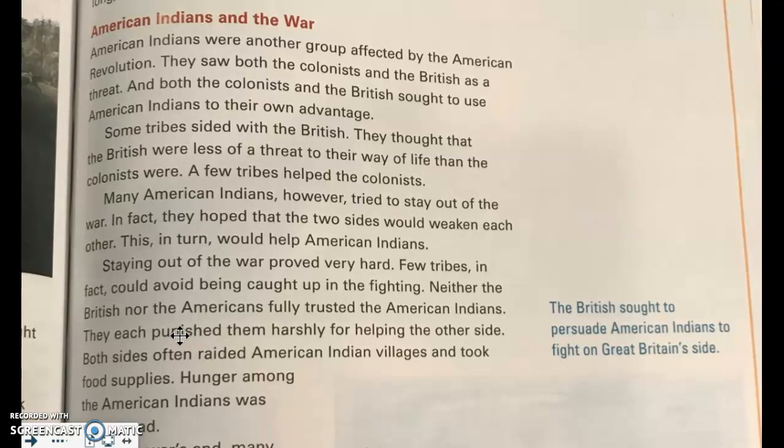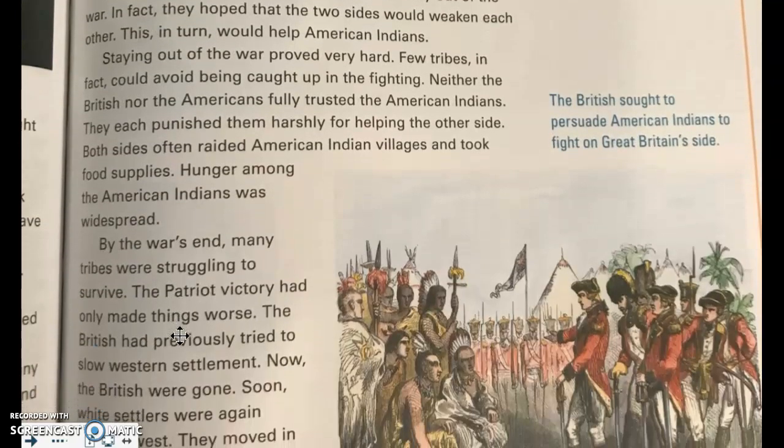Many American Indians, however, tried to stay out of the war. In fact, they hoped that the two sides would weaken each other. This, in turn, would help the American Indians. Staying out of the war proved very hard. Few tribes, in fact, could avoid being caught up in the fighting.